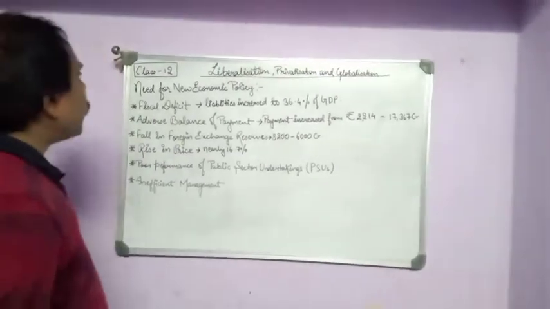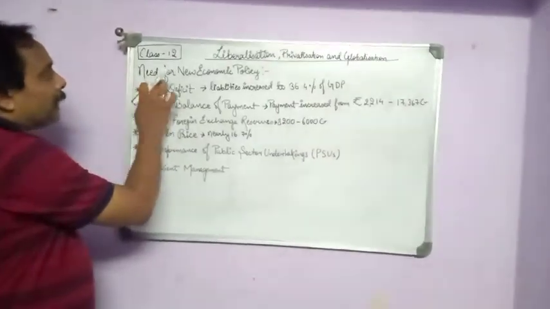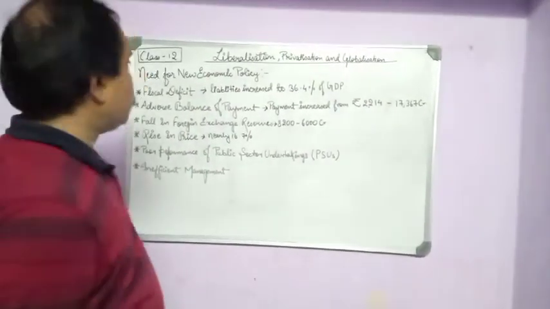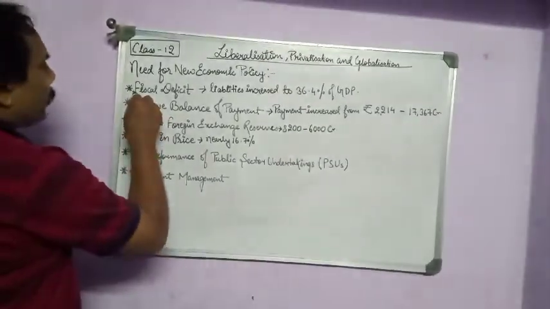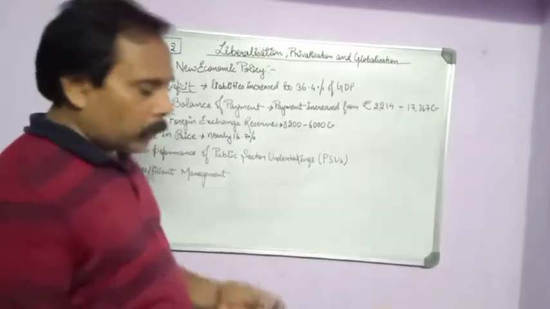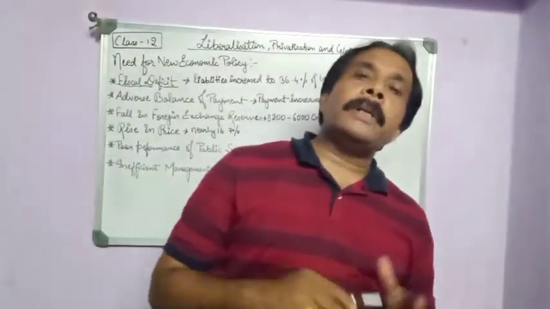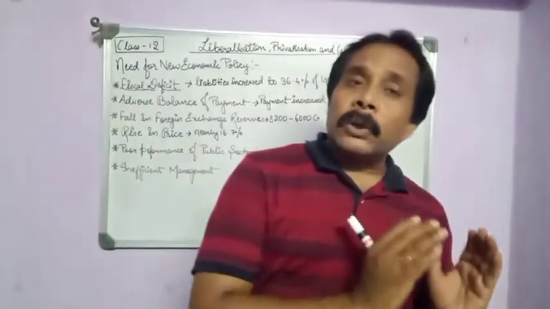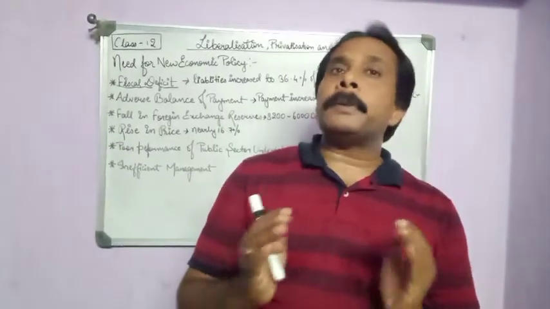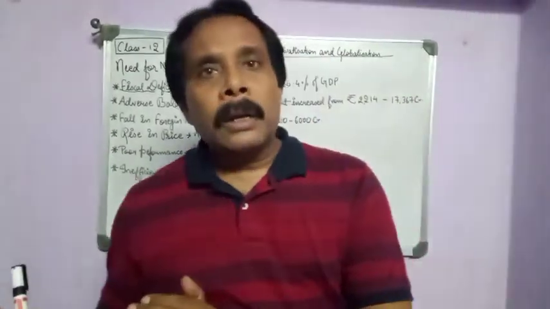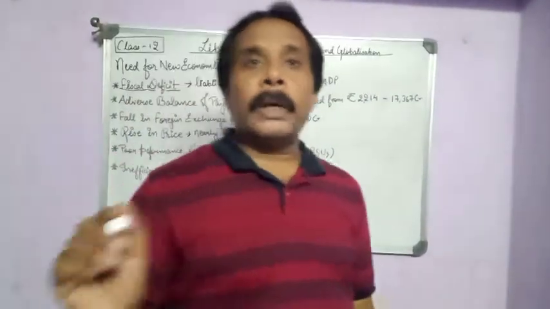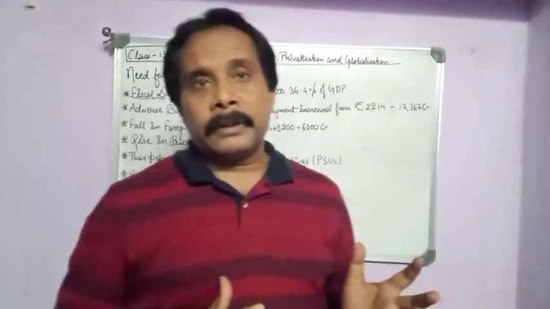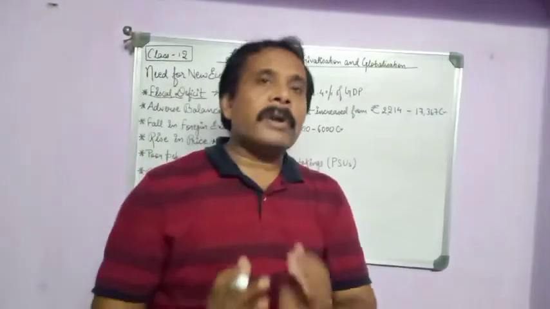Clear? So here a question arises. What was the need for the new economic policy? Why did the government introduce the new economic policy? First, that is the fiscal deficit. As you know, fiscal deficit is always equal to borrowing. Fiscal deficit means the difference between the total expenditure and the total revenue receipts excluding borrowing. Here our total expenditure was continuously rising and the revenue was continuously contracting.